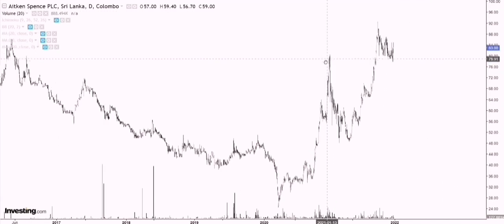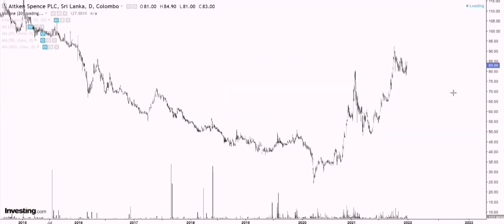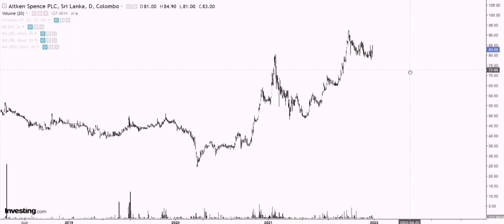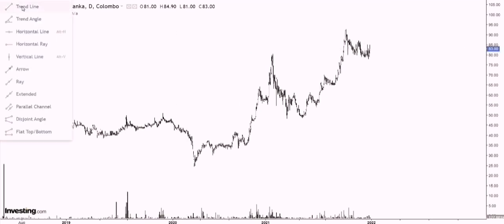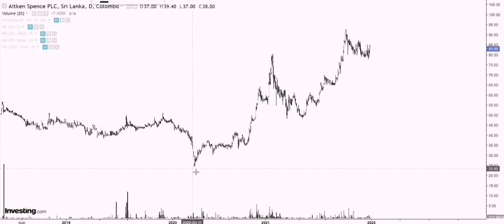So overall, as we always do, we zoom out of the chart. I think by now most of you would know this. So we look at the overall trend. So we can clearly see that since the May lows, the COVID-19 lows, we have seen a very nice uptrend on SPEN.